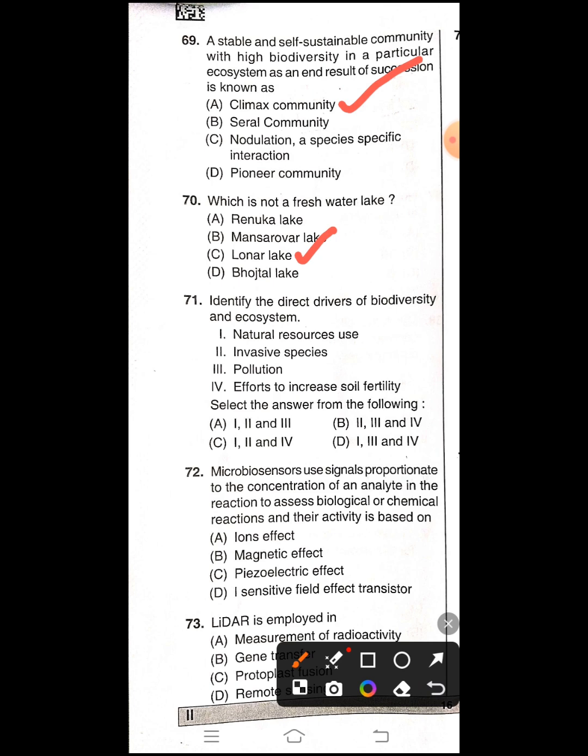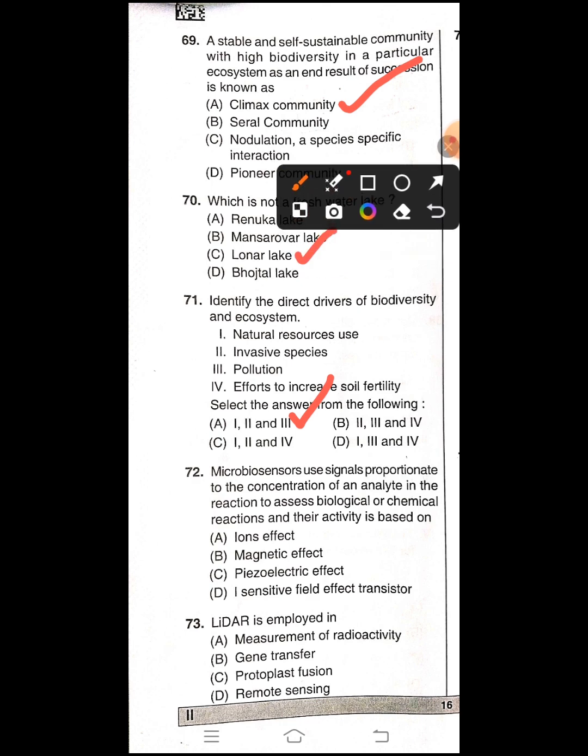Identify the direct drivers of biodiversity and ecosystem. So here 4 statements are given. Natural resources use, invasive species, pollution, efforts to increase soil fertility. So the correct option is 1 and 2 and 3 are correct statements regarding biodiversity. So let's see the next question.